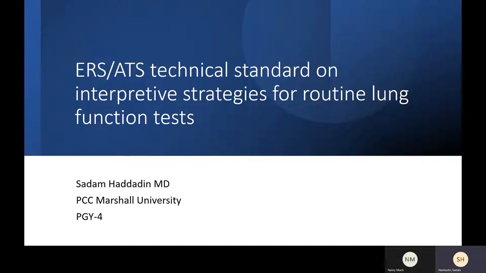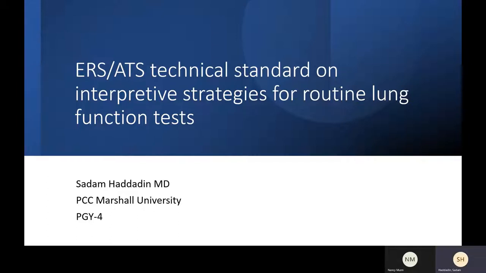Okay, guys, so we're gonna talk today about the new ERS ETS criteria for reading PFT, which is a little bit different from the old one, which the last one was published in 2005. So to start with, let's talk about the PFT in general.